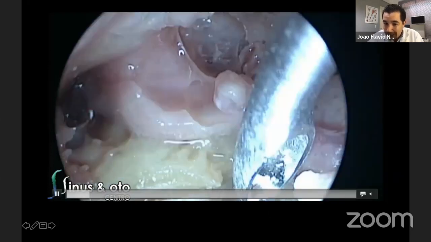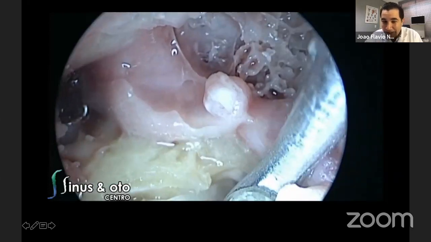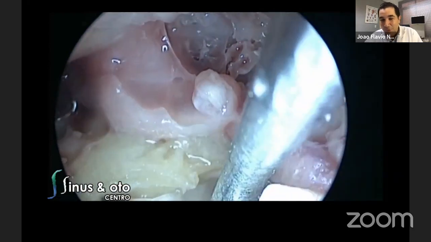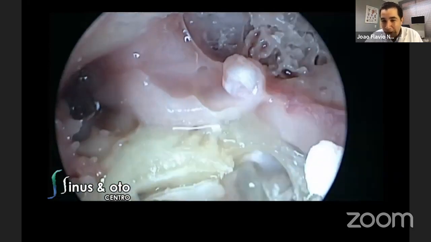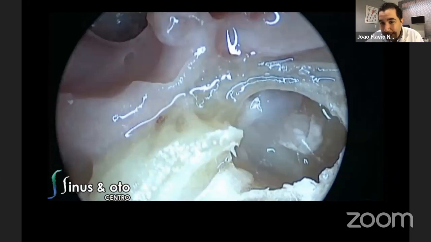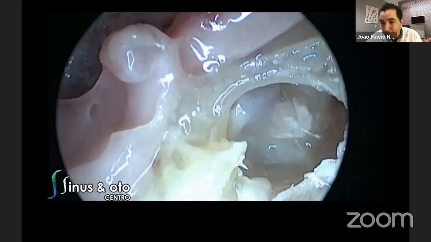We can see those white dots over there. I joke that they are the otoconia that we can see. So we can curette a little bit more, and then we can see here the vestibule with all its glory.